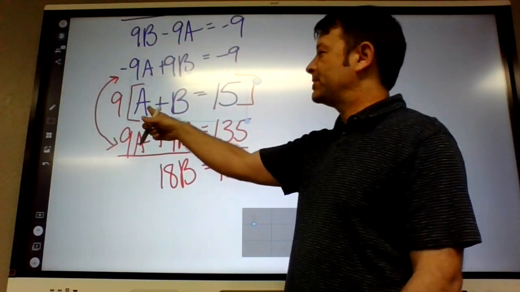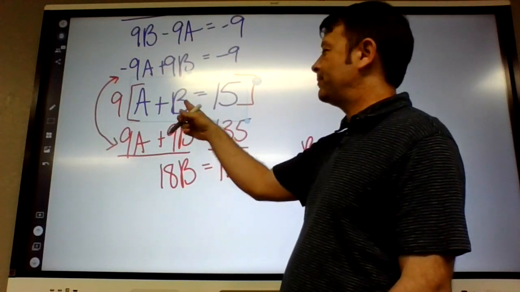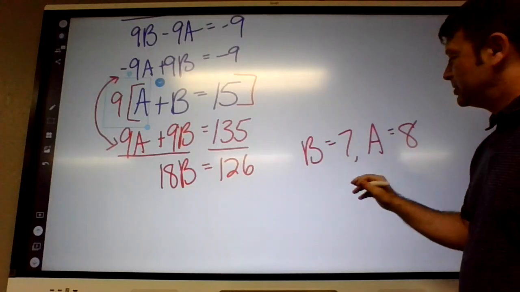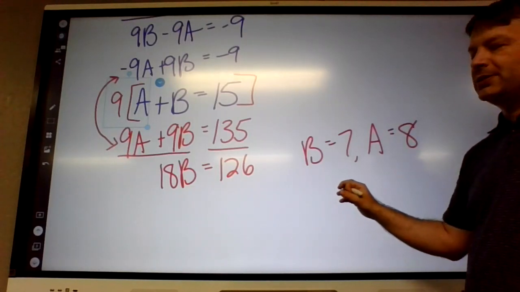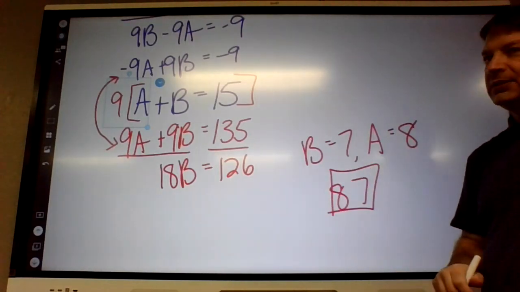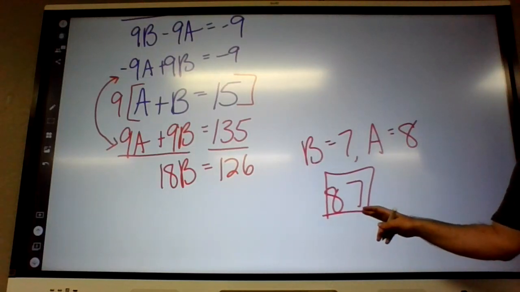The first equation was this, A plus B equals 15. So if B is 7, A is 8. So the number is 87. 87 is the answer.